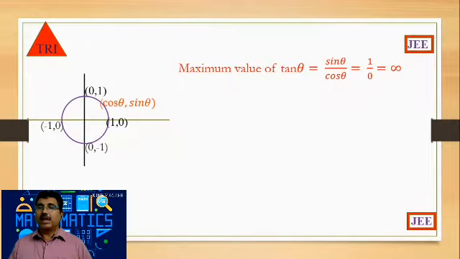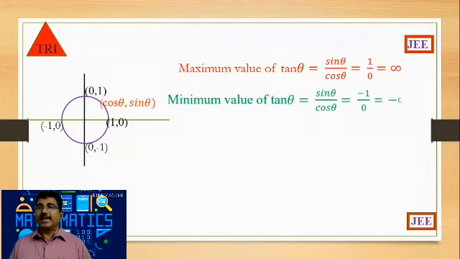Minimum value of tan theta occurs where tan theta is equal to sin theta by cos theta, with sin theta equal to minus 1 and cos theta equal to 0. That is equal to minus infinity. Therefore, the range is the open interval minus infinity, infinity, that is the set of all real numbers.